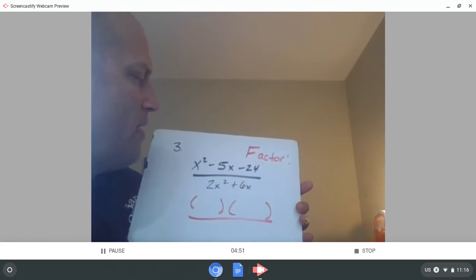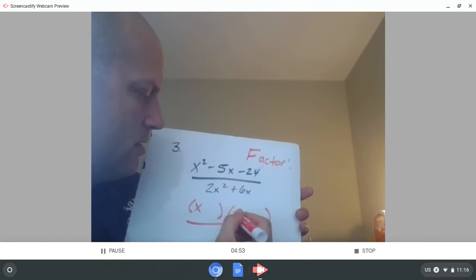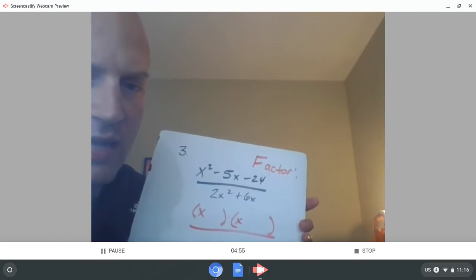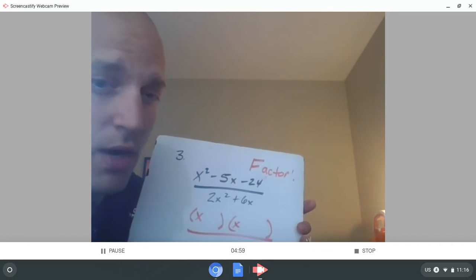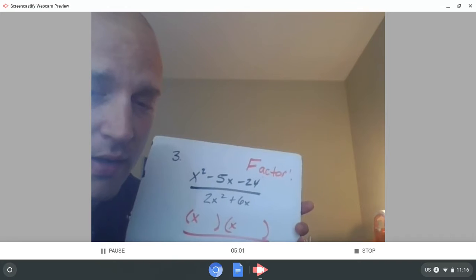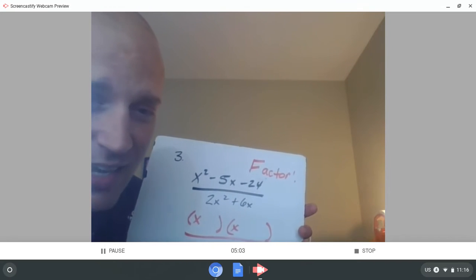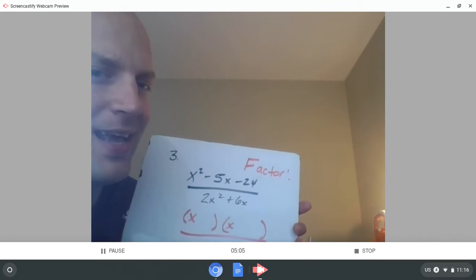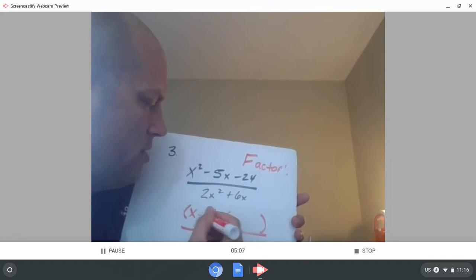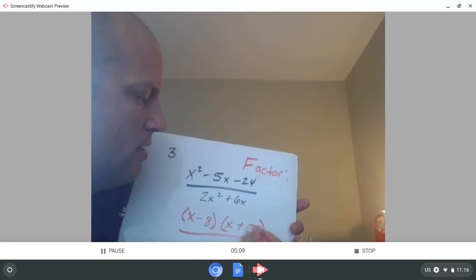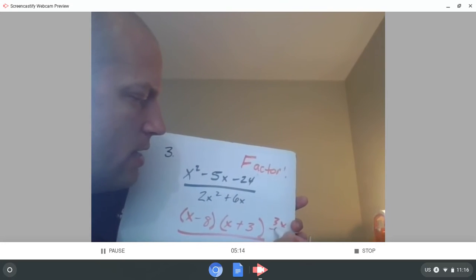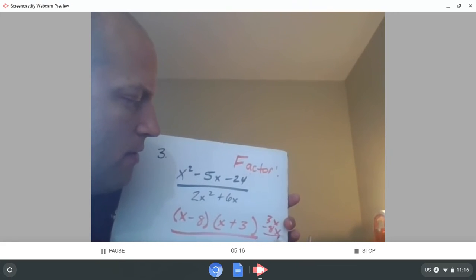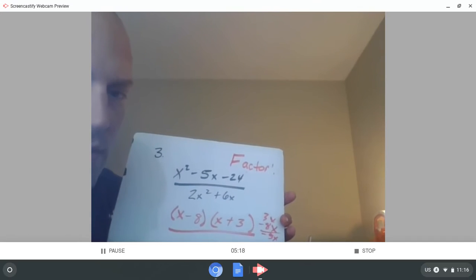All right, so we look to factor. x squared we know is x and x. Factors of negative 24 that add up to negative 5. So it could be 1 and 24, 2 and 12, 4 and 6, 3 and 8. Oh, 3 and 8, yes. So I'm going to do negative 8 and positive 3. You can check your outers, 3x. Your inners is negative 8x. That's negative 5x. So that works out perfect.